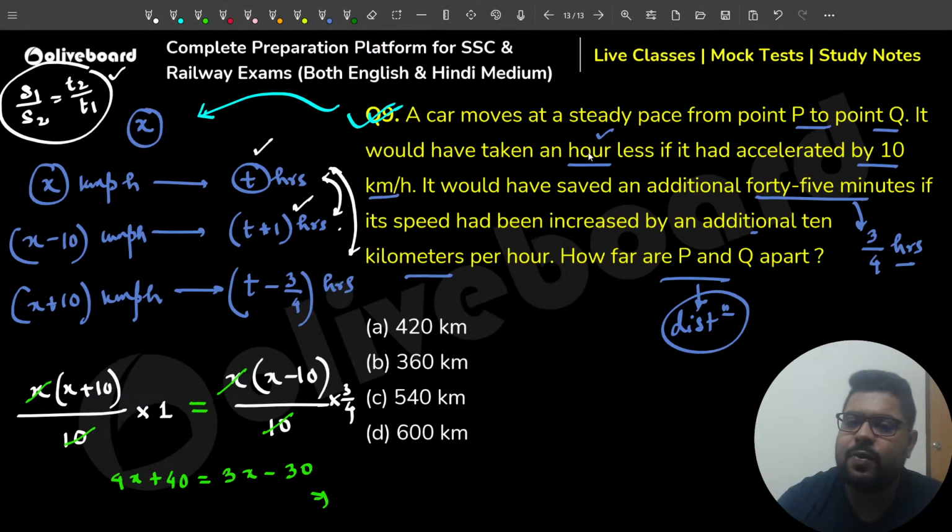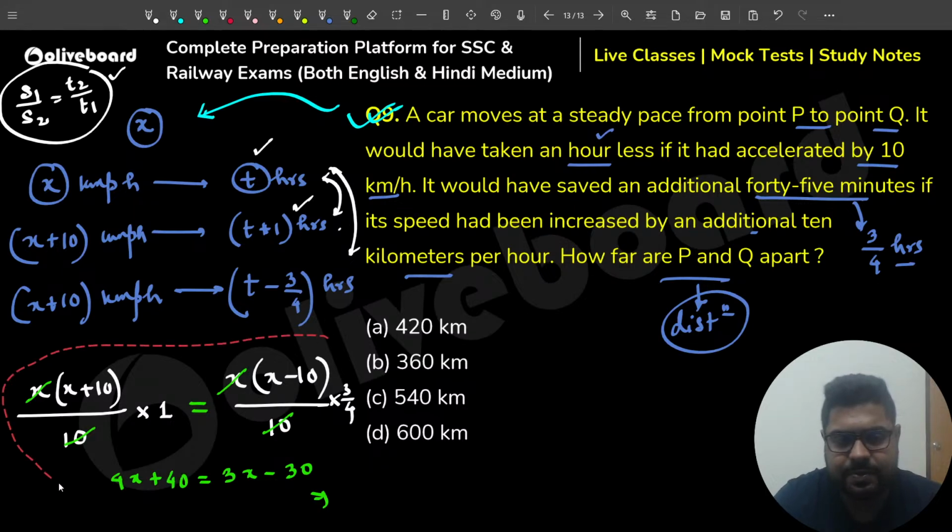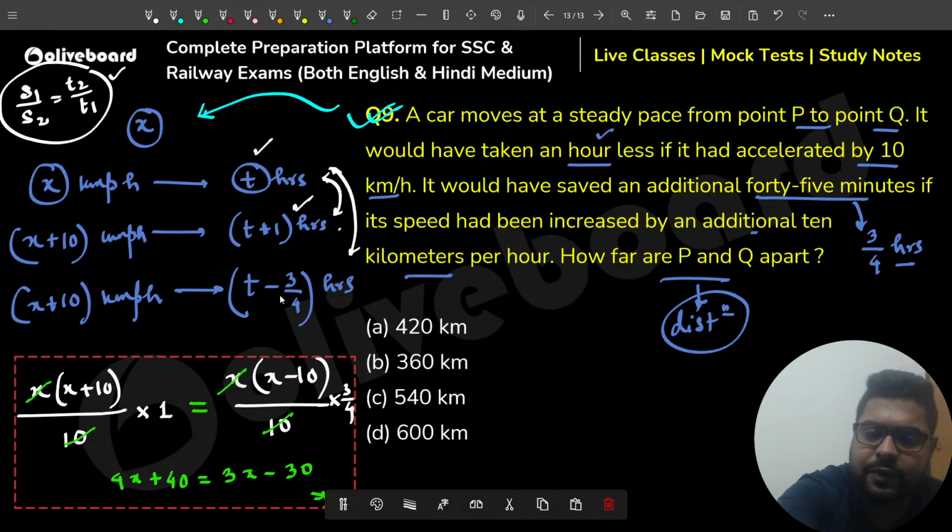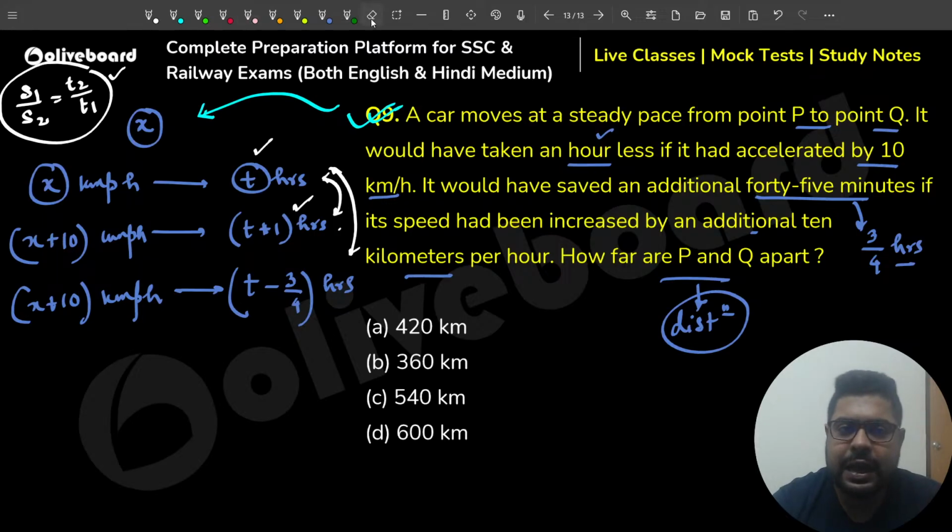Sir, it would have taken an hour less if it accelerated by 10 kilometers per hour. No, this is plus 10. And it would have saved an additional 45 minutes. My mistake, sir, I have not read the question properly. Another 3 by 4 hours. So if it increases the speed by 10 kilometers per hour more, it now becomes x plus 20. And this is how much time they are saving. First 1 hour it was saving already. Another 3 by 4 hours more, meaning the total saving will be 7 by 4 hours.